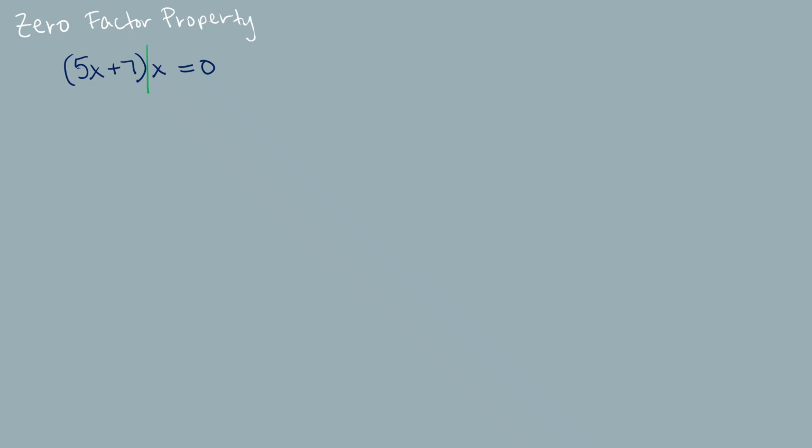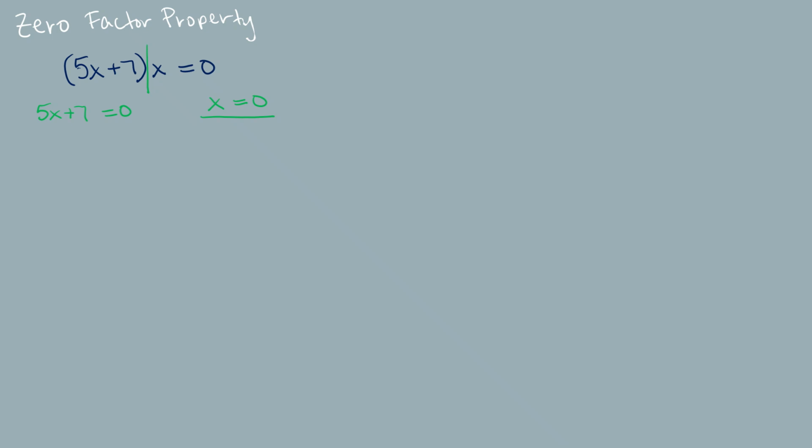So you're going to have 5x plus 7 equals 0 and x equals 0. We'll start with x equals 0. That one is basically done. There's no other manipulation that you need to do. And then we'll move on to our second equation, 5x plus 7.